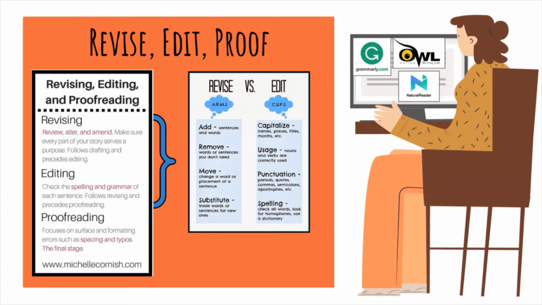The second thing is after you're done revising, then you need to edit. Editing is where all of your grammar stuff comes into play. Make sure that you capitalize everything, all of your verbs are in the same agreement, you have all the correct punctuation, and you have spelling.